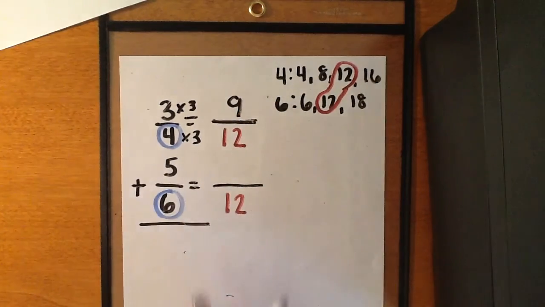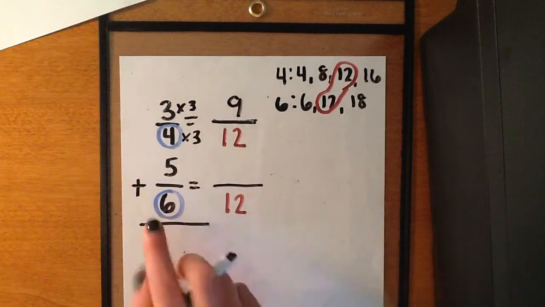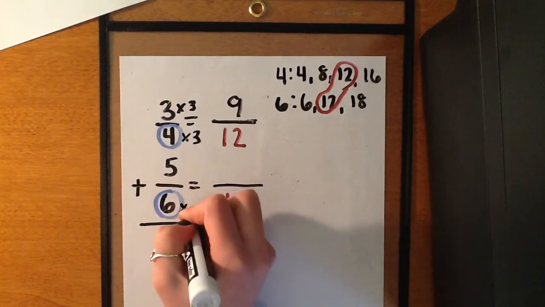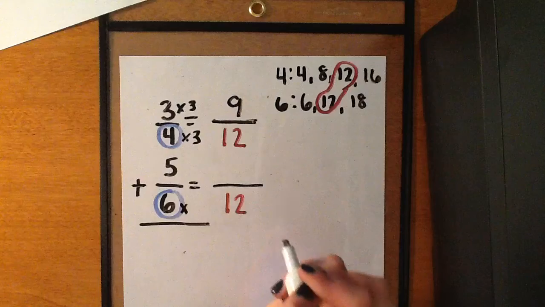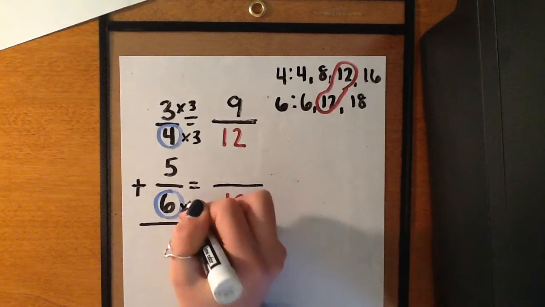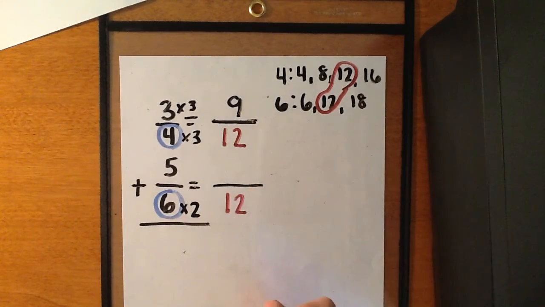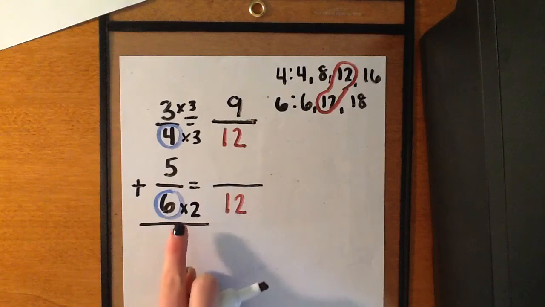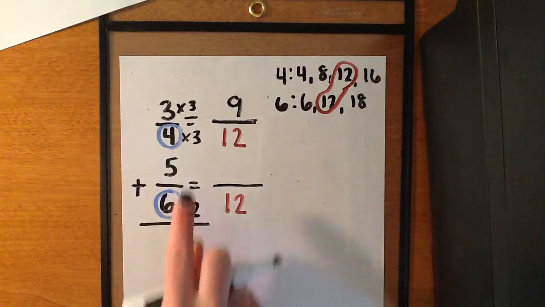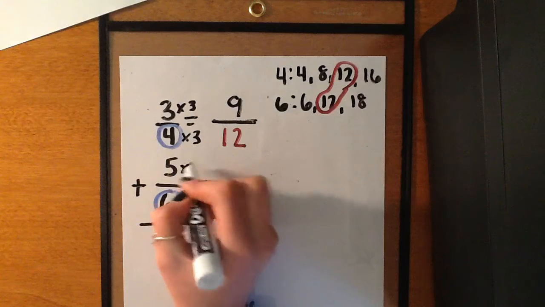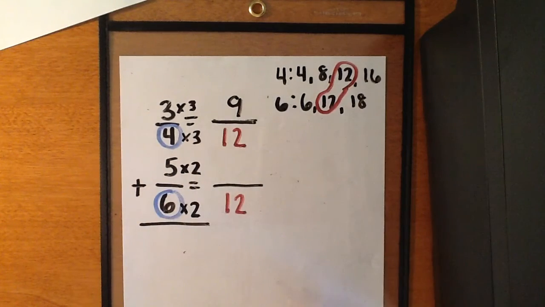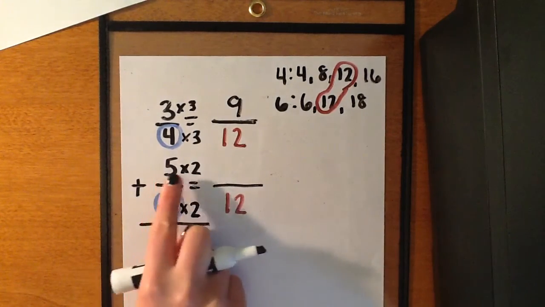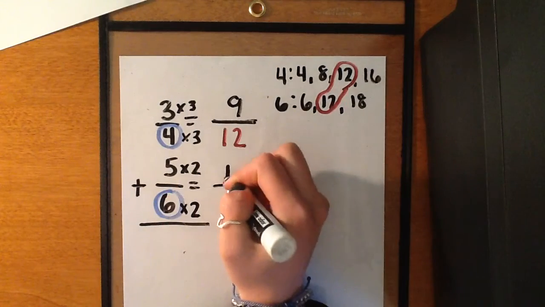And I'm going to do the same thing below with 5/6. 6 times what is 12? Well, 1, 2. 6 times 2 is 12. Whatever I multiply in the denominator of this fraction, I also have to multiply in the numerator of this fraction. So 5 times 2 is 10.